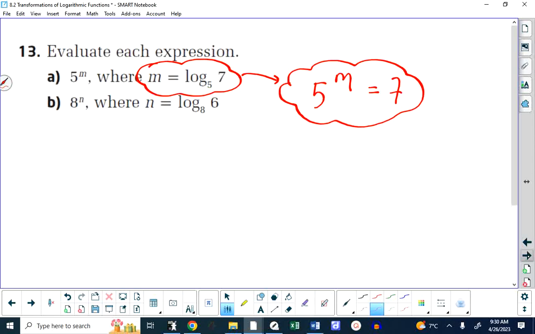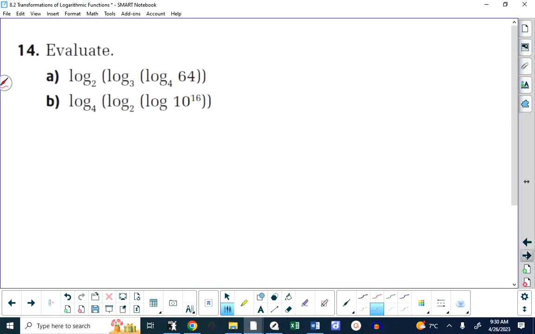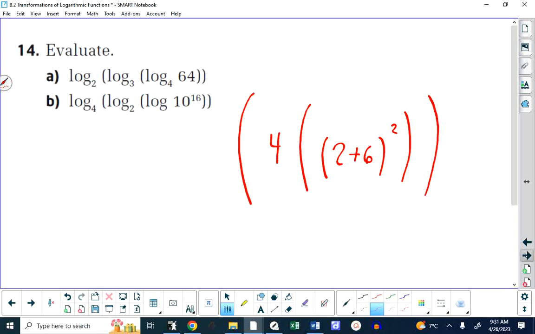Yeah, let's look at 14. So 14 is starting to ramp it up. When you have embedded brackets in mathematics, if I had the following, 2 plus 6 squared, times 4, and then another set of brackets, plus 1. And I said to you, evaluate that.